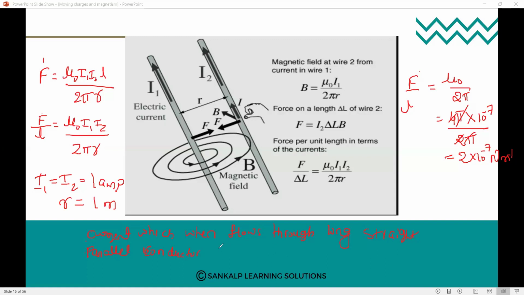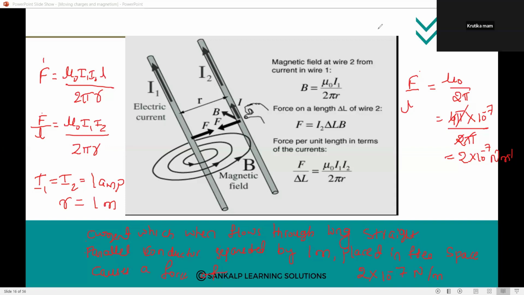So now r is equal to, how much have we taken? We have taken 1 meter. Parallel conductors separated by 1 meter, placed in free space, causes a force of 2 into 10 raised to minus 7 Newton per meter between them, is called as what?